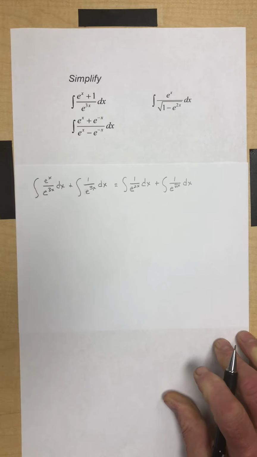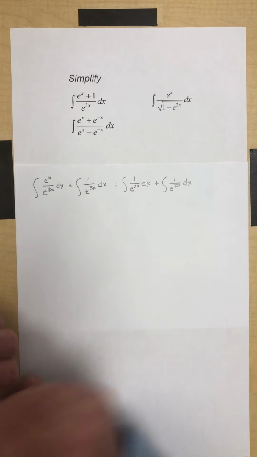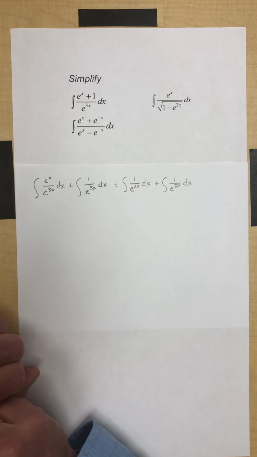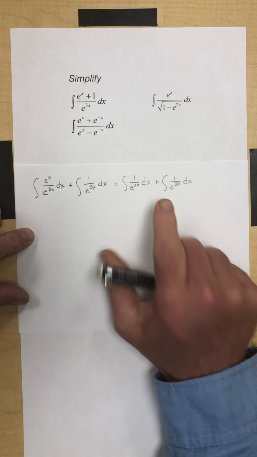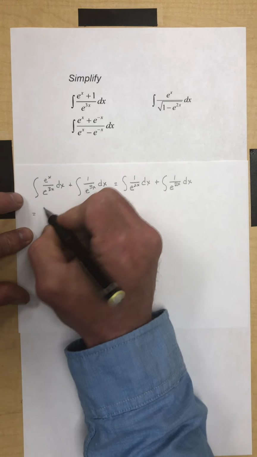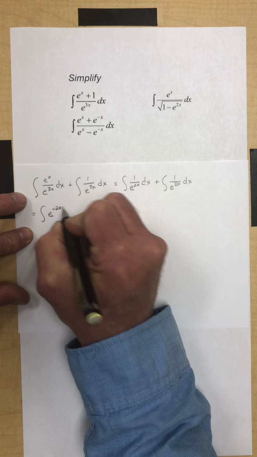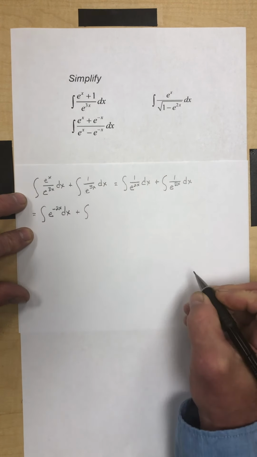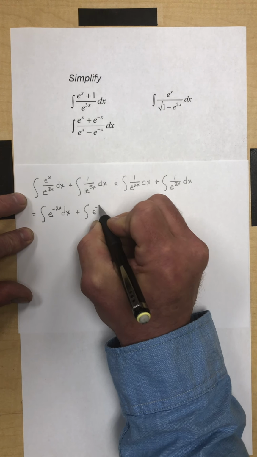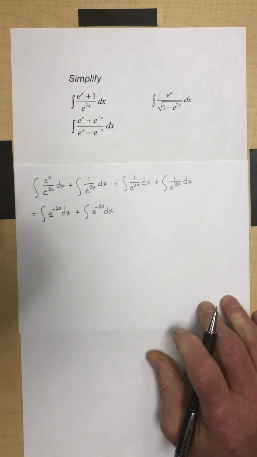Now, if I take each of these guys separately, I could use some simple u substitution, okay? So let's see, what do I want to do next? How about we get these guys out of the denominator? And so that first guy would be the same as the integral of e to the negative 2x dx. And this guy would be the integral of e to the negative 3x dx. Okay, so now we can use some simple u substitution.